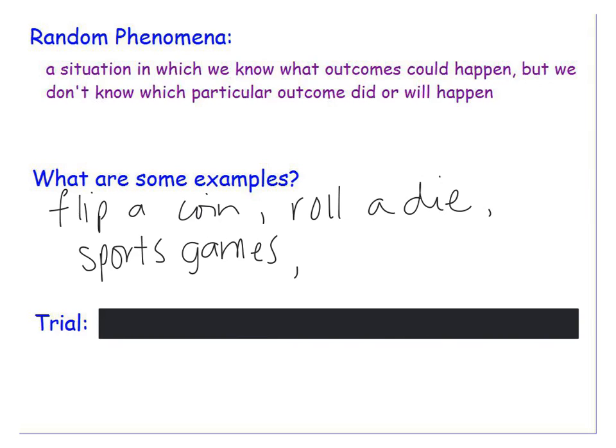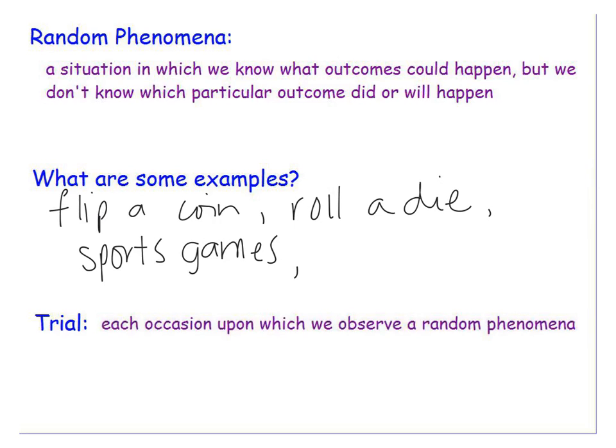Let's look at the next vocab word. We're talking about the word trial. A trial is each occasion upon which we observe a random phenomena. So when we're flipping a coin, one single flip is considered a trial. When we flip it a second time, that is also a trial. So it's simply each particular occasion that is a random phenomena.